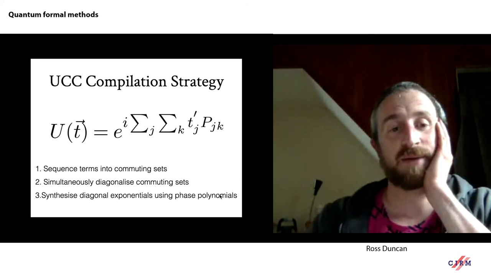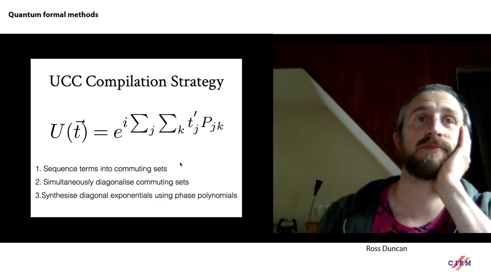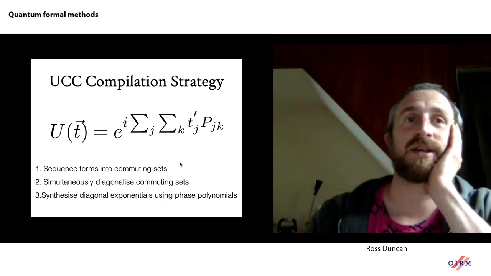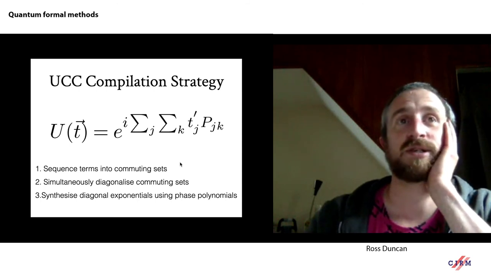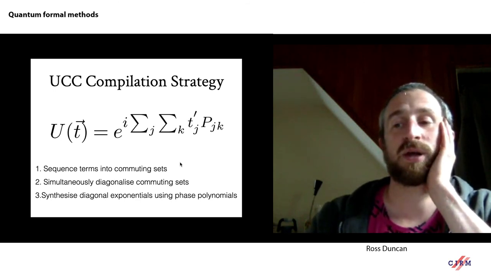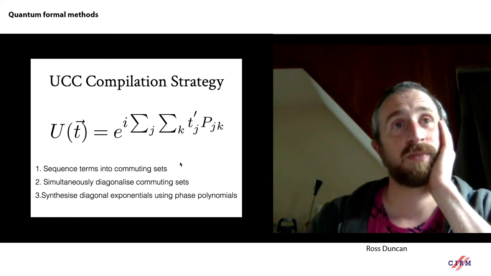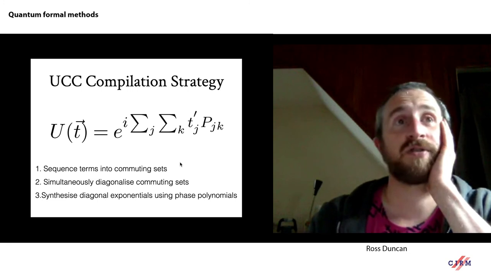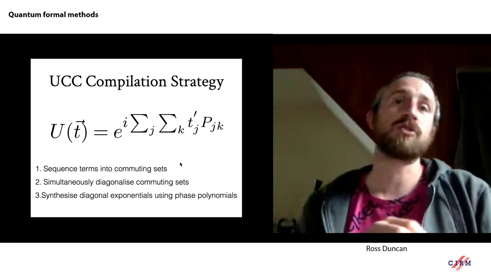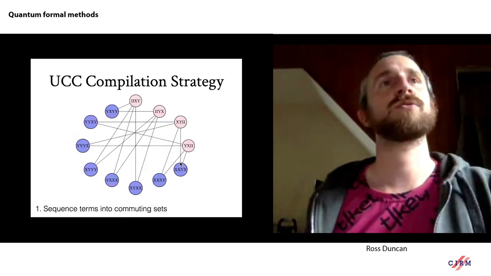The first step is to find all the terms in the summation which commute and lump them together into sets. And then each of the sets will be simultaneously diagonalized. And then once we've diagonalized them, we can create phase gadgets, which are all in the same basis. And then from this, we can generate circuits fairly easily. So here's a kind of a picture of how this goes.